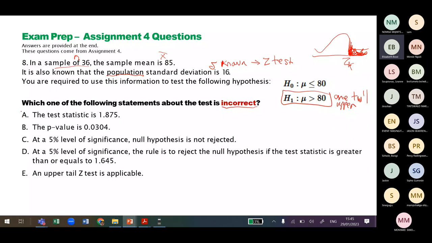Let's see. Option A says the test statistic is. So I'm just going to ask you to calculate what the test statistic is. We're going to use the formula. Z stat is your sample mean minus the population mean. The population mean is always given in your hypothesis statement. Divide by the population standard deviation divided by the square root of n. So you just substitute the values. Your sample mean, we found, was 85, minus the population mean 80, divided by the standard deviation of 16 divided by the square root of 36. Do the calculation and tell me what the answer is.